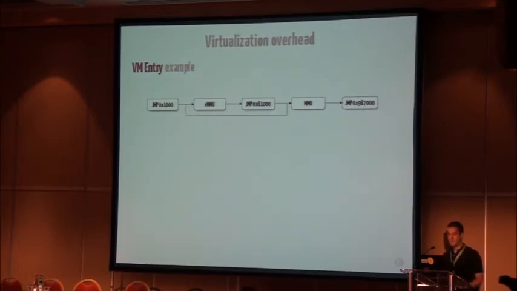We can also measure virtualization overhead. A small example: we will jump to the address 1000. We'll go through the virtual MMU, so virtual address 1000 to physical address 81,000. We will go to the real MMU for the virtual machine. So it will become a virtual address, and you will have the final translation to a big number.